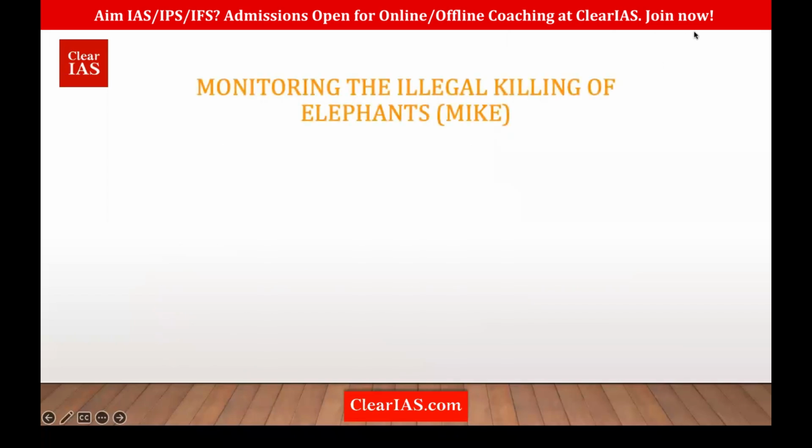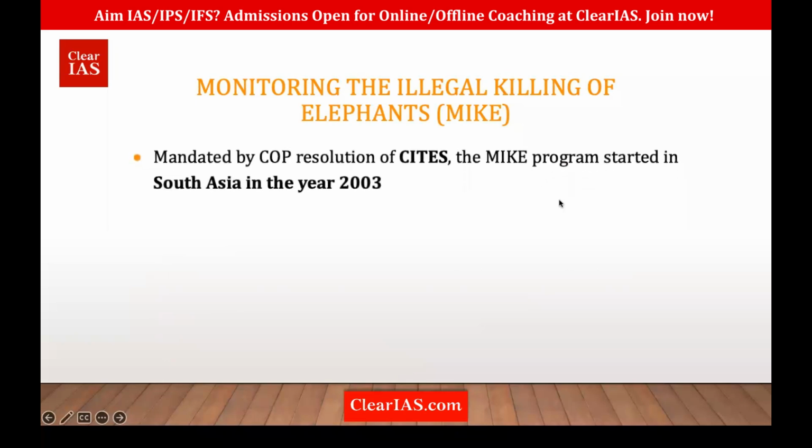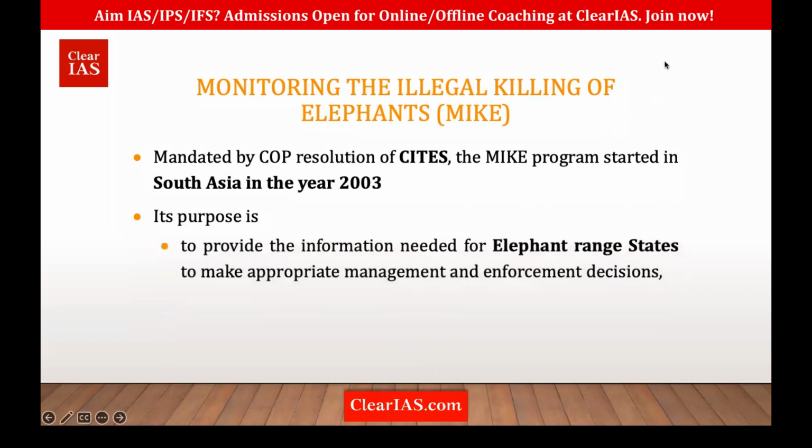Now we'll see another initiative, that is MIKE, Monitoring the Illegal Killing of Elephants. This is an initiative under CITES, and it was started in South Asia in the year 2003. So MIKE is monitoring the illegal killing of elephants, and it was considered under CITES in the South Asian region in the year 2013. Its major purpose is to provide information regarding elephants in the elephant range states to make appropriate management and enforcement decisions.